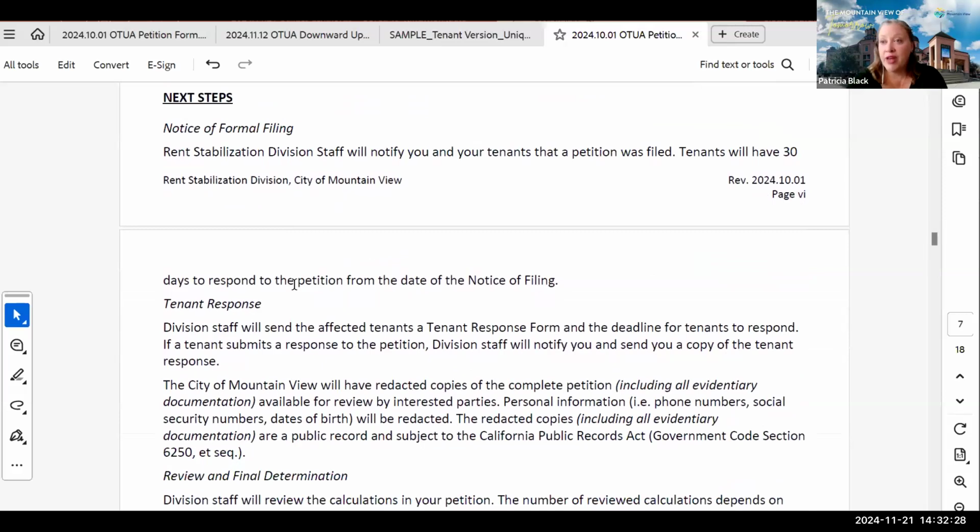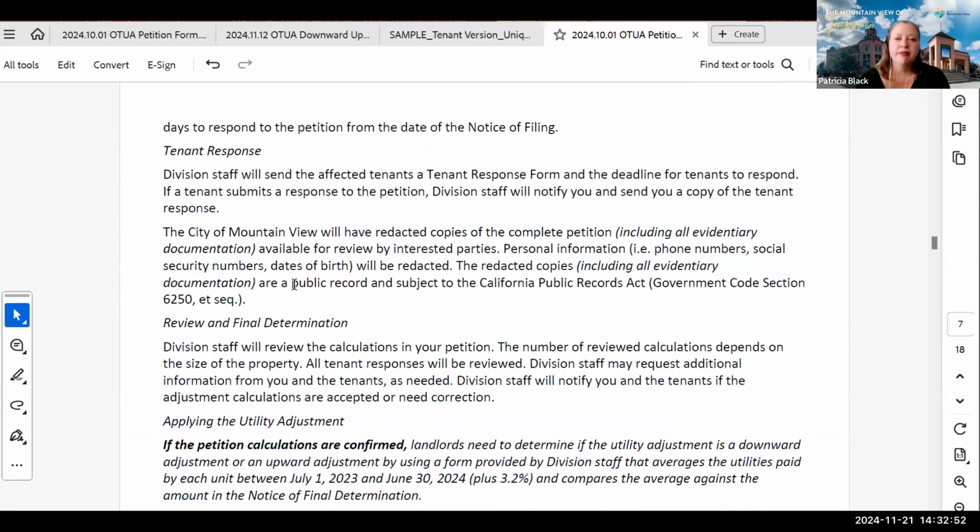And then after that, you're going to receive a notice of formal filing from us, and we will also send one to your tenants. The notice that we send to your tenants will have a response form with it, and they will have 30 calendar days to respond to the petition from the date on the notice of filing. If they respond, we will let you know and send you a copy of the response.